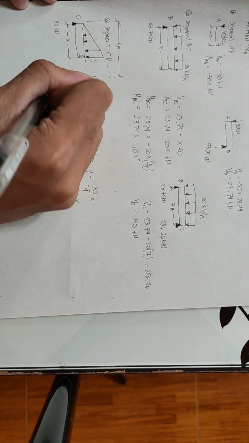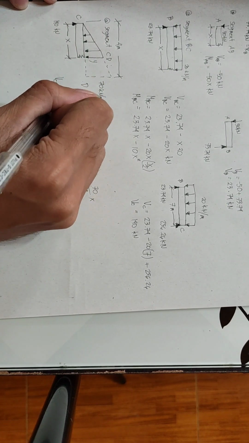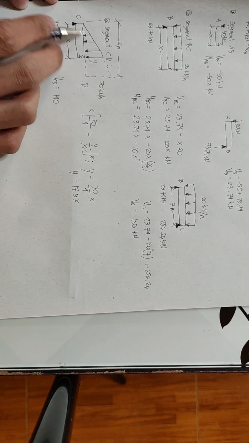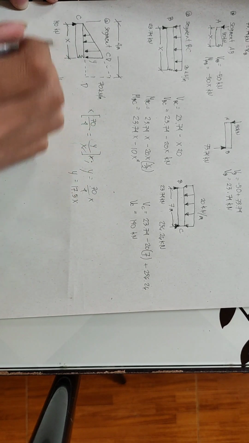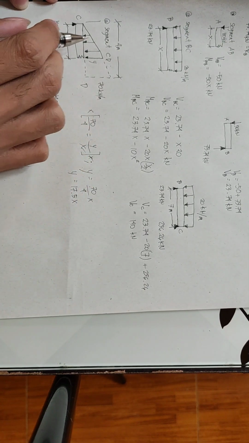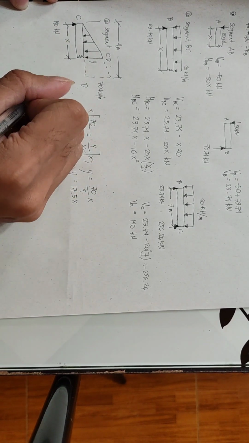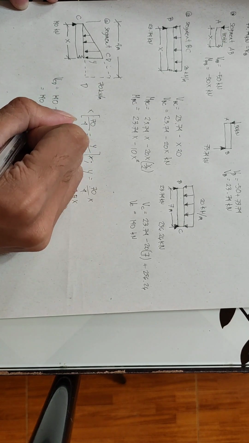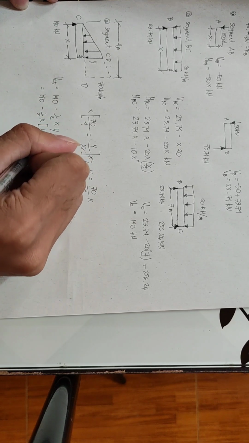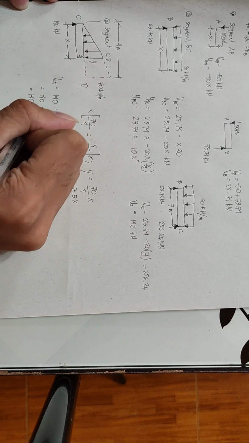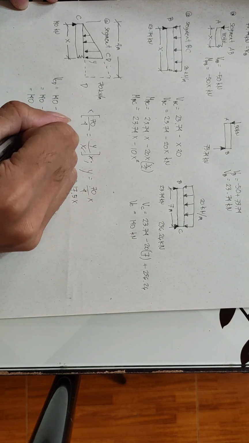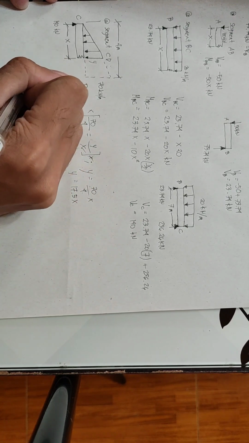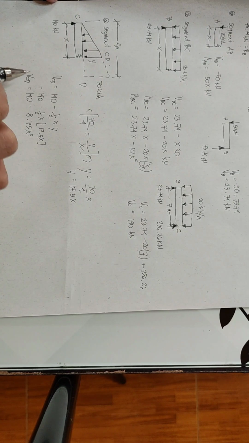So shear at CD, we have a force of 140 upward, so positive, and the uniform varying load downward, so negative, since it's a triangle. The area of the triangle is 1/2, base is X, then height is Y. We have the value of Y, so we just substitute: 140 minus 1/2 times X times 17.5 X. So 1/2 times 17.5 is 8.75, then X times X is X squared. So this is now our shear at CD.